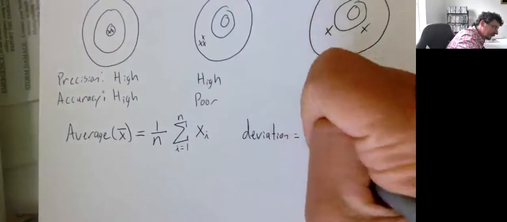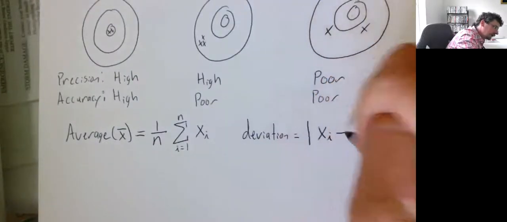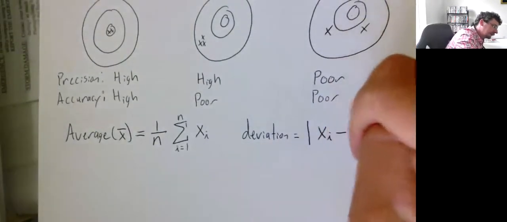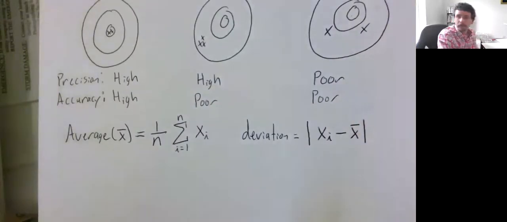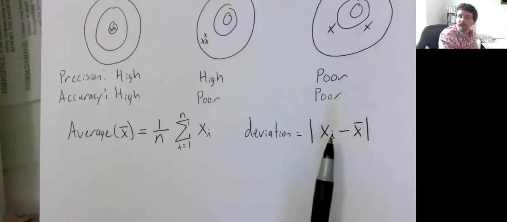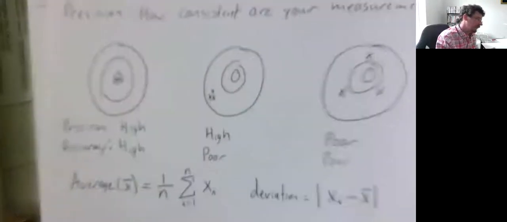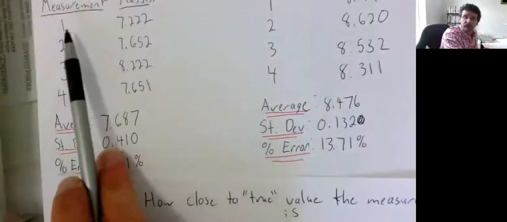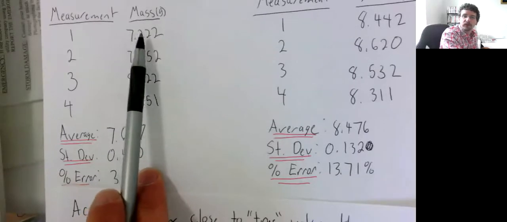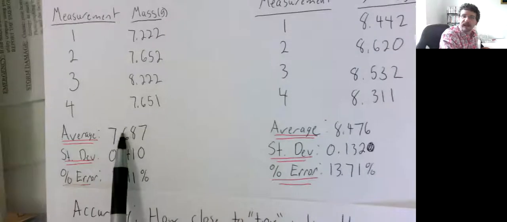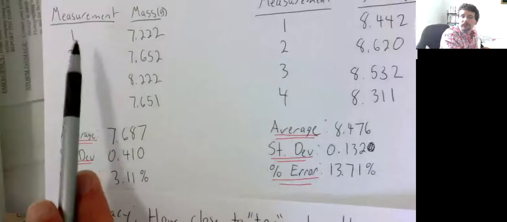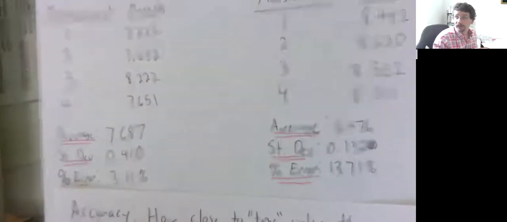So what deviation is, you're taking the absolute value of where you have that individual measurement, x sub i, minus the average. So we take the absolute value of it, so it should always be positive. But remember, this is the individual measurement. So for example, if we wanted to calculate the deviation of student A's measurement 1, we would take the absolute value of 7.222 minus this average. And that would result in the deviation from measurement 1. Note, since we have 4 measurements, we should get 4 deviations out.